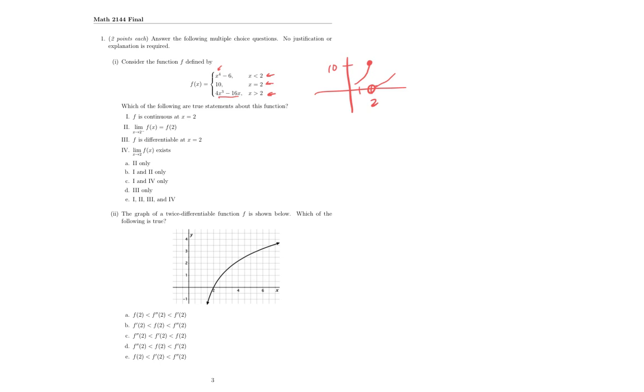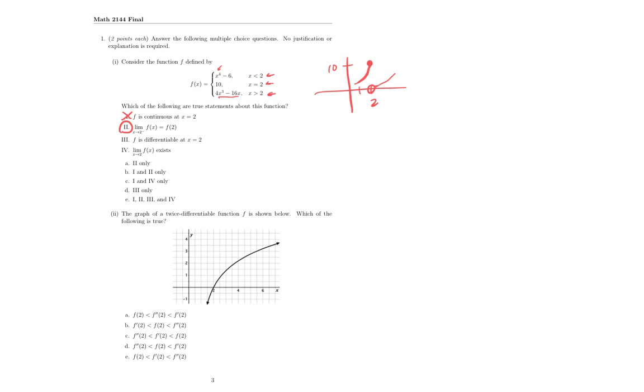So the first one is, is the function f continuous at 2? The answer to that is no. There is a jump discontinuity. The next one says the limit as x approaches 2 from the left of f of x. So I'm looking at as x approaches 2 from the left, what y value is that approaching? Is that approaching the function value? And that one is true because it's approaching 10 and the function value at 2 is 10.